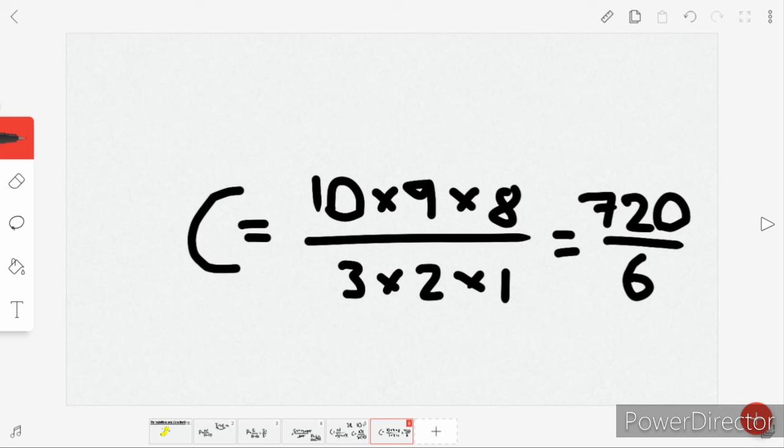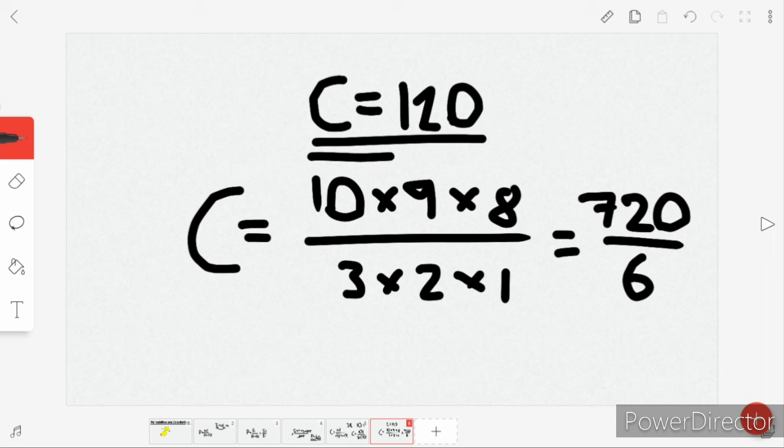So now that we have that, it's pretty easy to solve. We just do 720 divided by 6, which is 120. So the amount of combinations is 120. So you can make 120 unique teams or groups of 3 in 10 people. So that's how you do it.